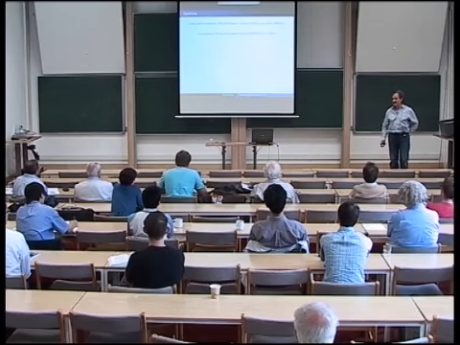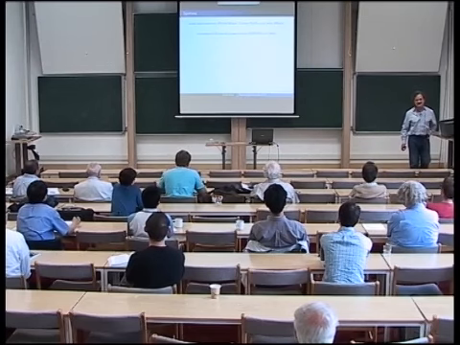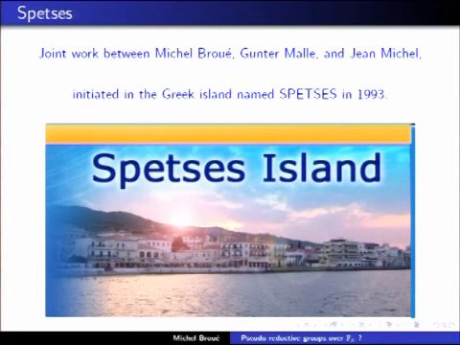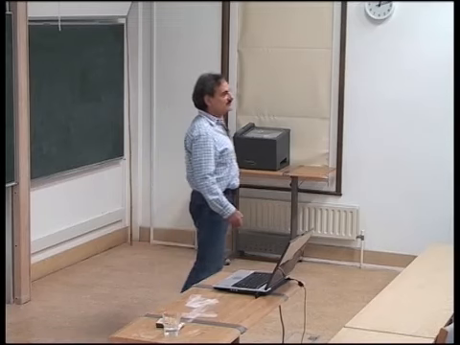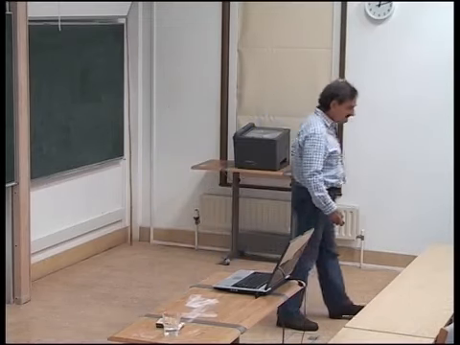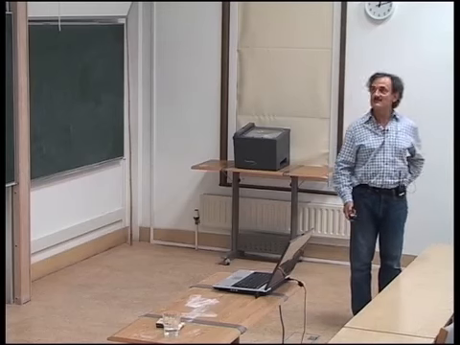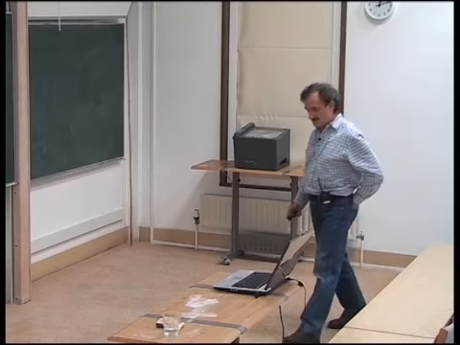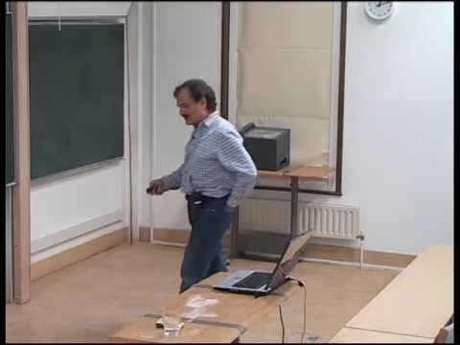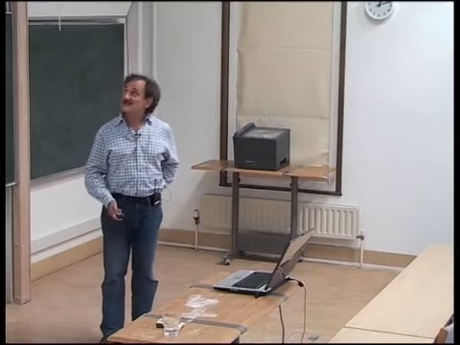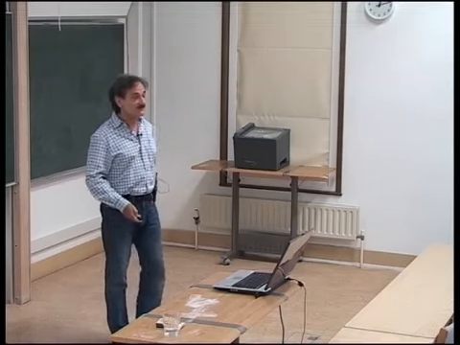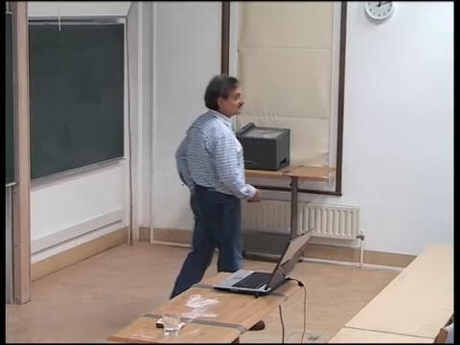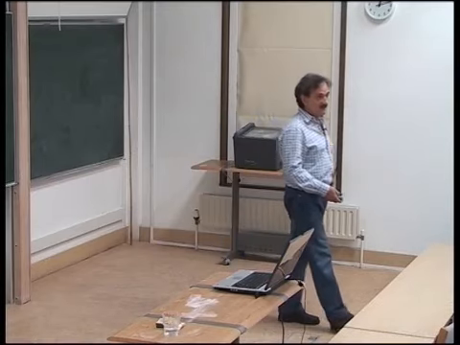It was initiated in the Greek island named Spetses in '93, and this is a touristic advertisement for the Spetses island. So I want to start with something which is quite familiar to a lot of people in this audience. One of the tables which you can find in Roger Carter's book and especially in George Lusztig's book. So this is the unipotent characters for the finite reductive group over F_q of type G2.